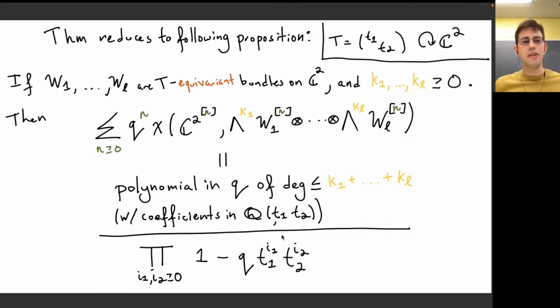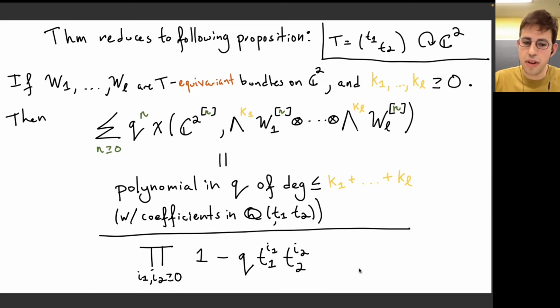And so now if I have some collection of T-equivariant bundles, say W1 through WL, on affine 2-space and numbers as before, I can form the same kind of series. I take the same tautological bundle associated to each vector bundle, take the corresponding exterior power, and tensor them together, and form them into some series. And by the factorization earlier, it's sufficient to show that the series has the following form.